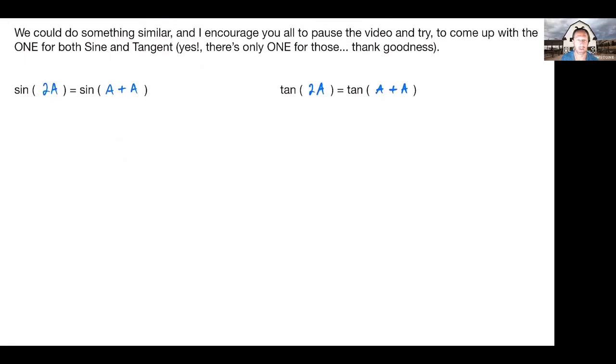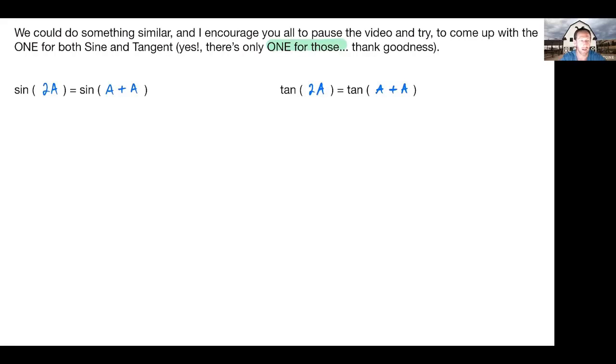Now we're going to do something similar for both sine and tangent. So if you want to pause and actually derive it yourself, cool. If not, we'll go ahead and do it together. And yes, thank goodness, there is only 1 for each of these. Okay, so there's not 3 different derivations, and you'll see why.